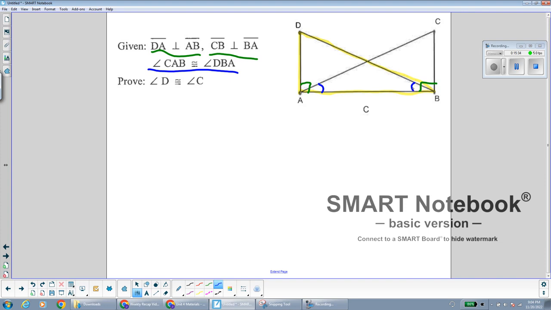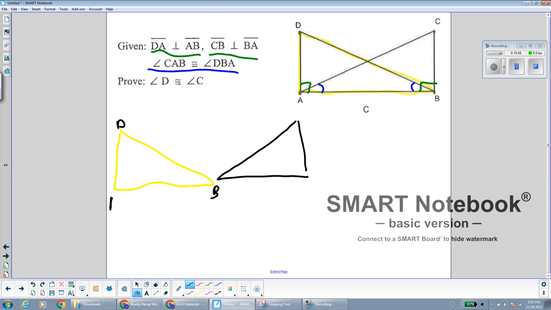It's still a little bit hard to see what's going on, so I am going to draw the two triangles separately. So I'm going to draw my yellow triangle over here, and I'm going to draw my black triangle right over here. So my yellow triangle is DBA, and my black triangle is CBA. And I'm going to mark the diagram with what we already had so that we can just see it more clearly. And look, now it's a lot more clear that we already have two pairs of congruent angles in the two triangles.